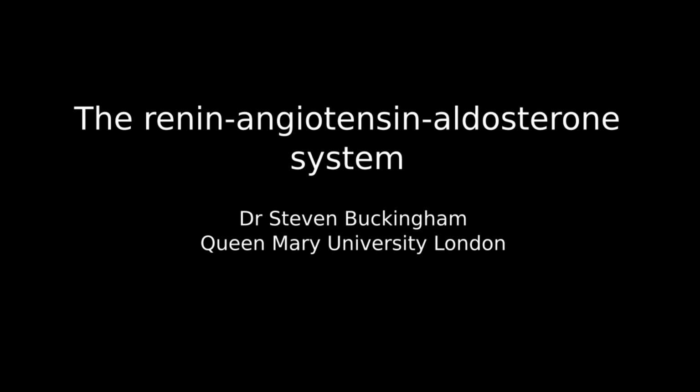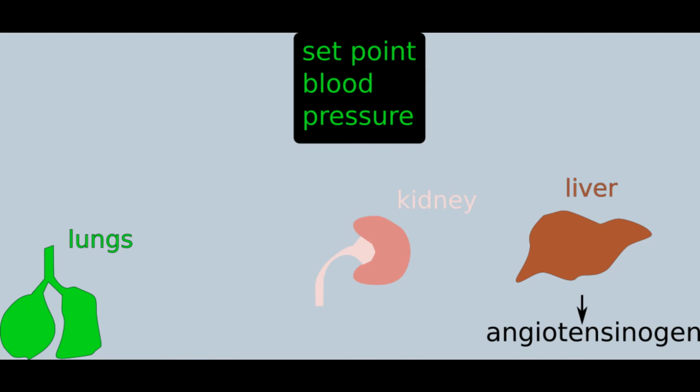This is a video explaining how the renin-angiotensin-aldosterone system works. That is quite a mouthful, so we'll call it the RAAS system. The RAAS system is part of the body's mechanism for controlling mean blood pressure. As the name implies, the main components of the system are renin, angiotensin, and aldosterone. This is how it works.